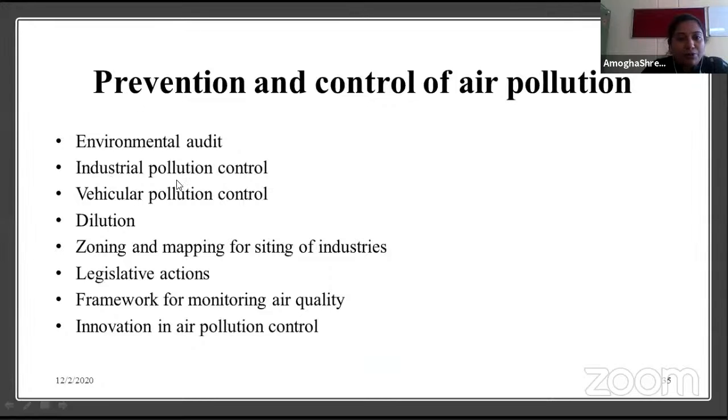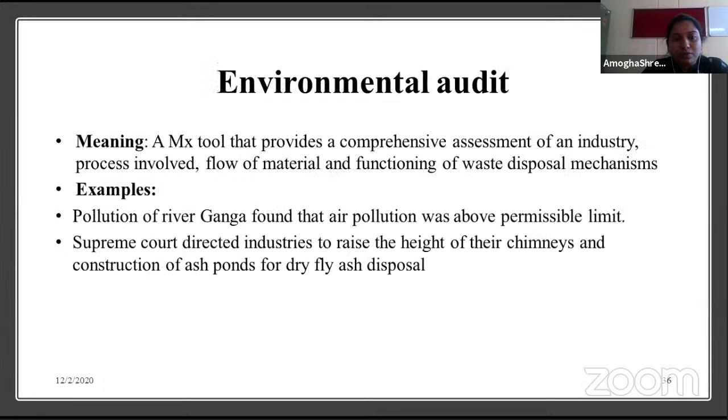We have a number of measures like environmental audit, industrial pollution control, vehicular pollution control, dilution, zoning and mapping for siting of industries, legislative actions, then a framework for monitoring air quality, and innovation in air pollution control. So, environmental audit means a comprehensive assessment of an industry, the processes involved there, the flow of materials, and the functioning of the waste disposal mechanism. It is like an auditing.